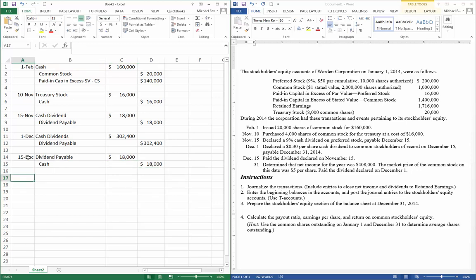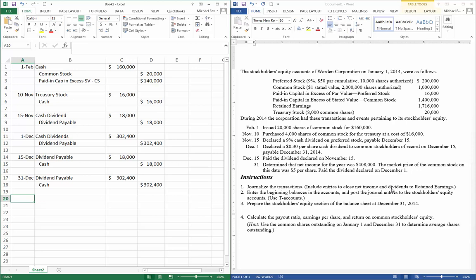And then on December 31st, paid the dividend declared on November 15th. So again, our dividend payable will go down, or be debited, 302,400. And our cash will go down by 302,400. And then let's see, the market price of the common stock on this date was $5 per share.